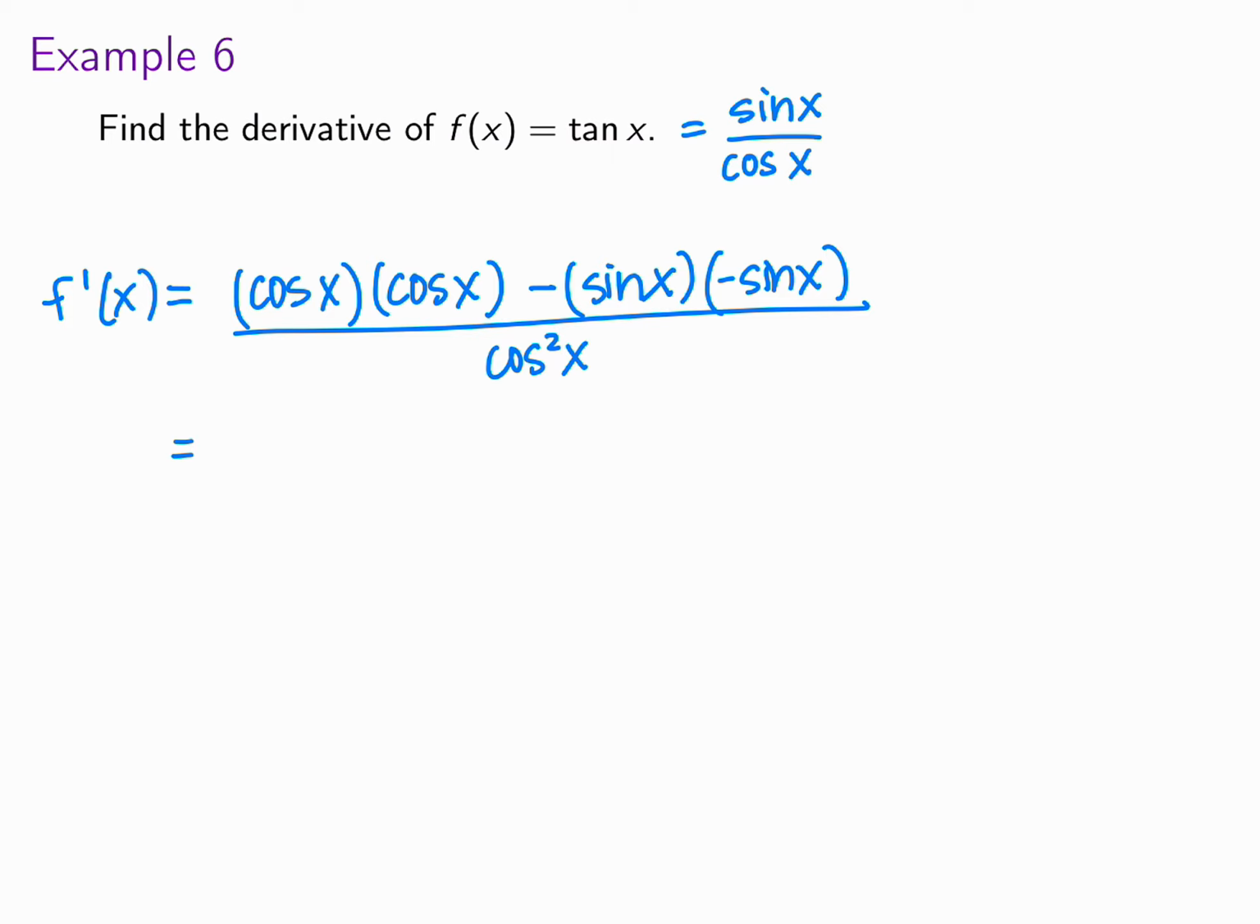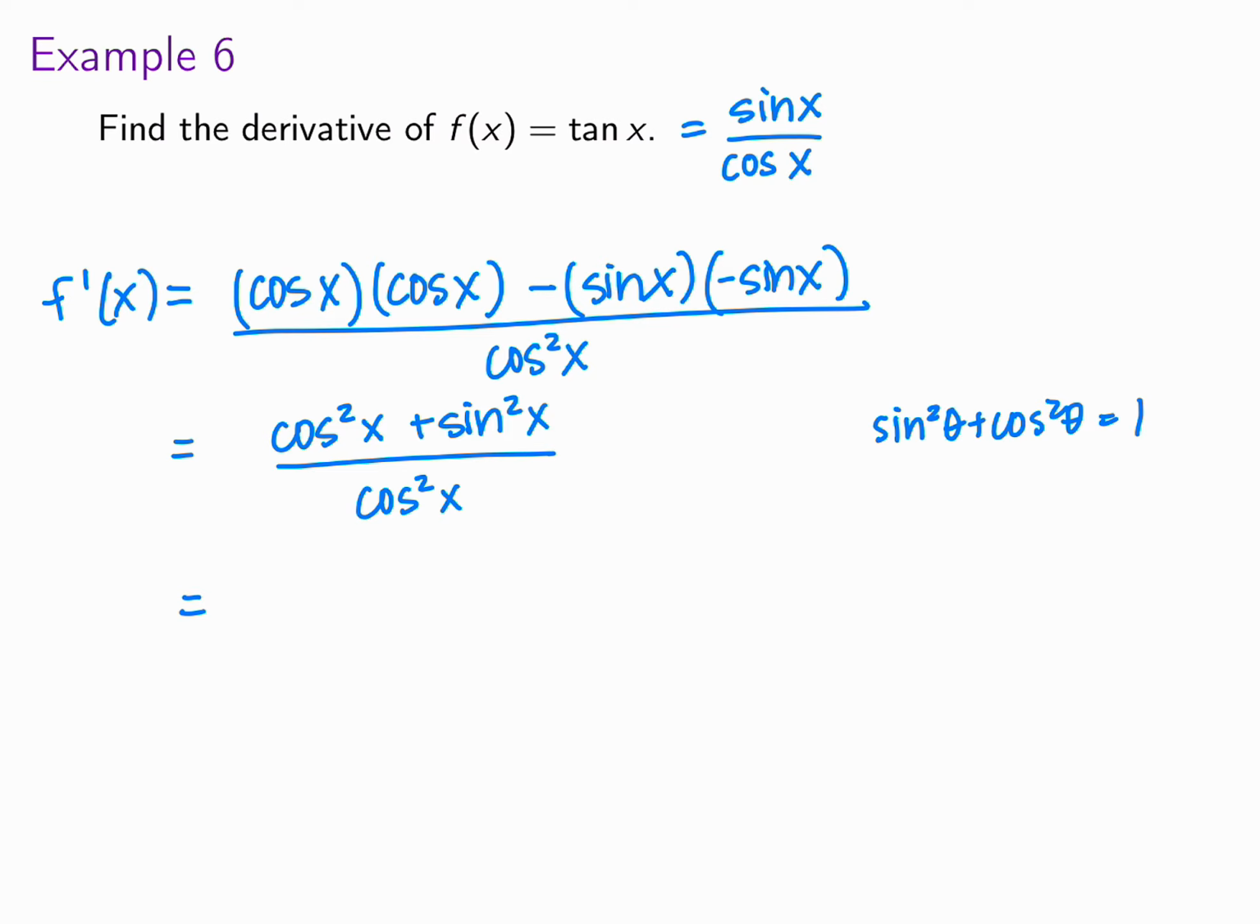So let's do some cleaning up. I'll get cosine x times cosine x would be cosine squared x, and negative sine x times negative sine x will be a positive sine squared x. This is all over cosine squared x. And now I look at the numerator. I have cosine squared x plus sine squared x, and you should remember from trig that sine squared theta plus cosine squared theta is 1. So I can trade out that numerator for a 1. This is over cosine squared x. But a cosine in the denominator is a secant in the top, so this is a secant squared x.